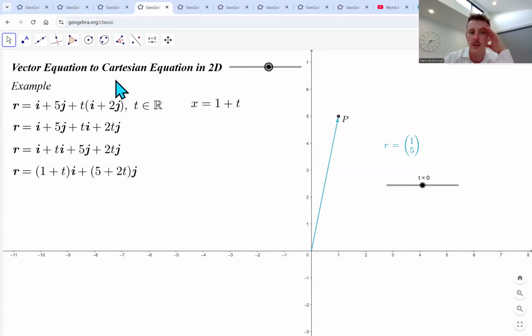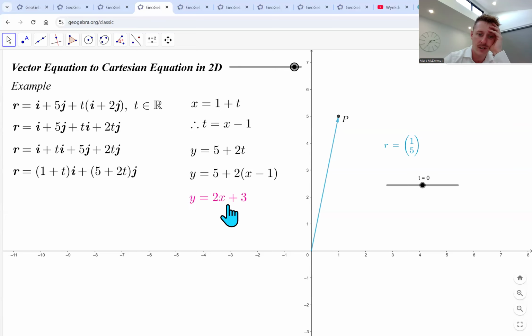So now we're doing the conversion to a Cartesian equation. Therefore t equals x minus 1, just rearranging this. If t equals x minus 1, we also know that y in vector equation form is 5 plus 2t. But we know that t is x minus 1, so we get y equals 5 plus 2 times (x minus 1). Simplifying things, you get 2x plus 3. And no surprises, this pink line is the equation y equals 2x plus 3.